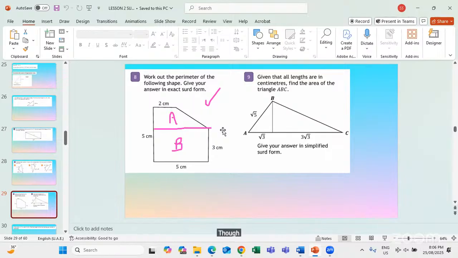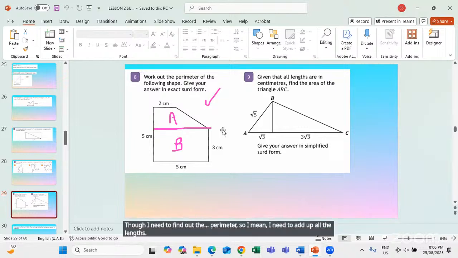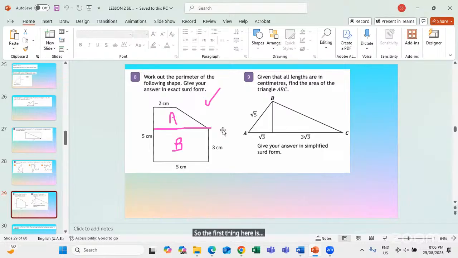Though I need to find the perimeter, so I need to add up all the lengths. So the first thing here is, I know this length is 5. I know this is 2. I know this is 5. I know this is 3. The question is to find this length. Now what can I do for this one?